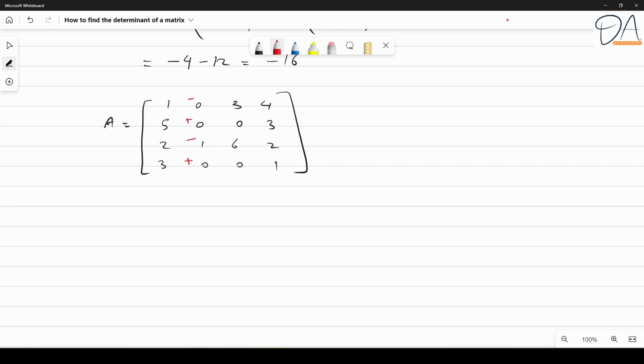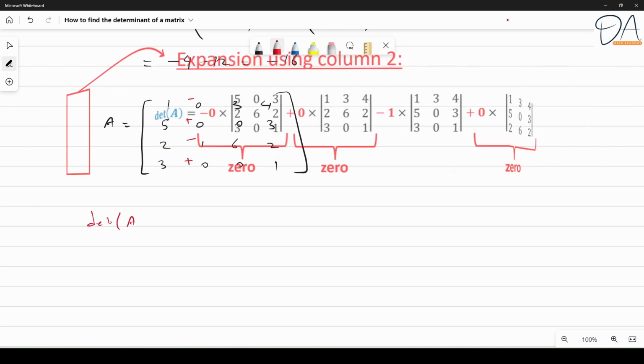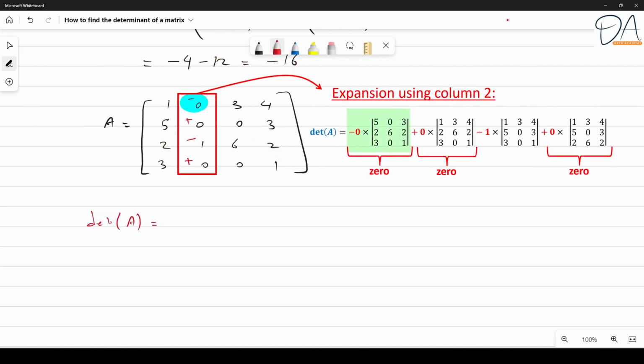So now let's expand using the second column. The first one is 0, so we don't need to do anything. The second one is 0, don't need to do anything. Then the third element will be minus 1 times. Again, we have to get the determinant by eliminating that row and that column for that particular element. So in this case, once we eliminate the third row and second column, what you will get is 1, 3, 4, 5, 0, 3, 3, 0, 1. Then the next one is 0, so we don't need to do anything.